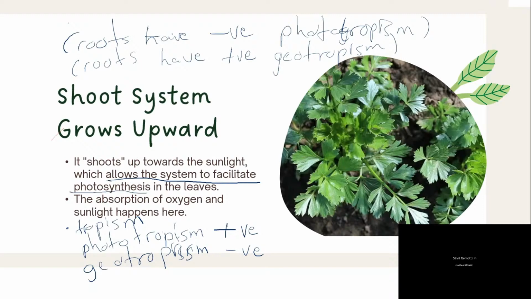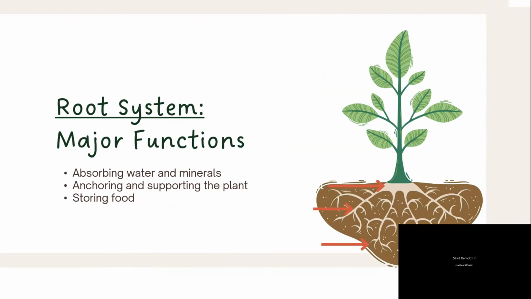All right. So let's move on to the root system. Now, the major functions of the root are, like we said before, to absorb water, since water is important for photosynthesis, and also for keeping the plant alive.